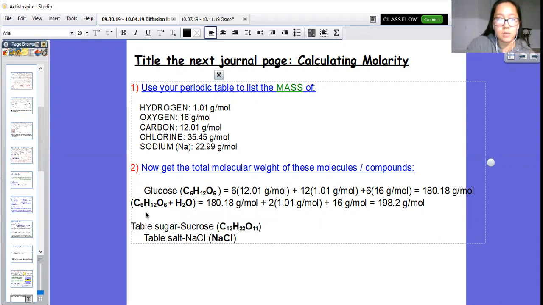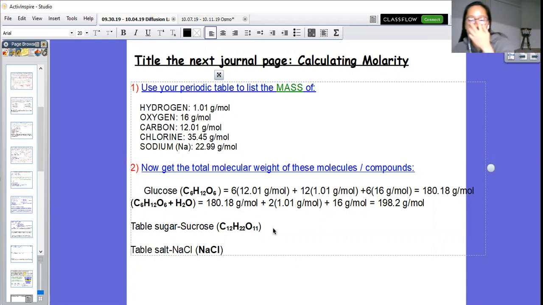I'm going to ask that you do the rest of these two. So you still have to do table sugar, which is sucrose. It's what you have at your dinner table. And you also have table salt, which is the salt that we consume on a daily basis that you put in your food. And I'm going to grade those for y'all.